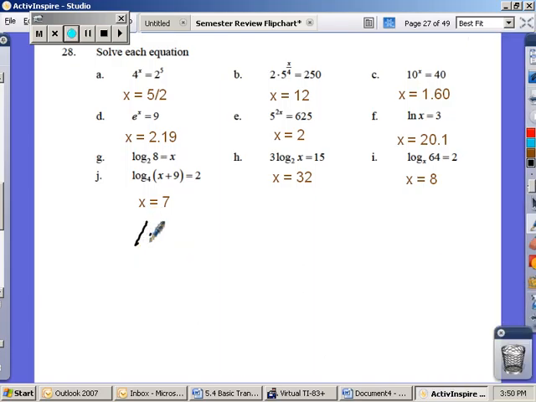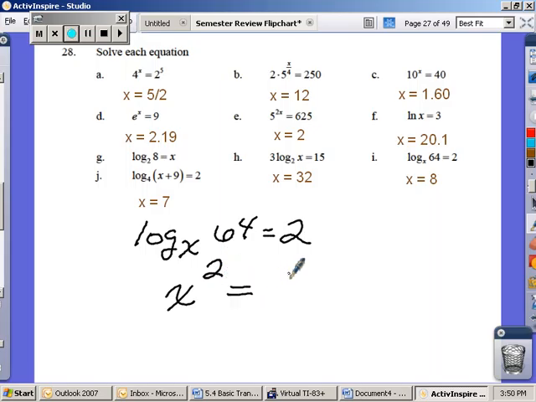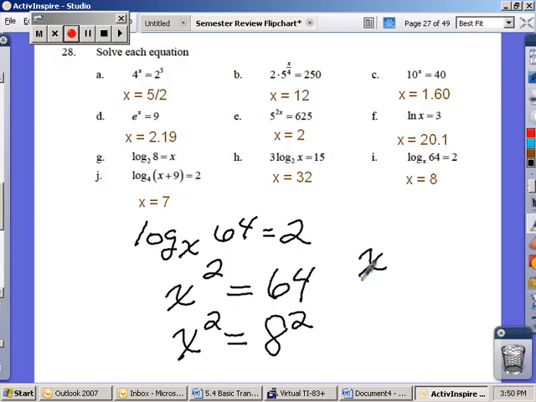Next problem. Log base x of 64 equals 2. What is my base? x. What is my exponent? Squared. 64. So, I want to take x squared equals 64. What number times itself will give you 64? You know it's 8 squared. Are the exponents the same? Yes. So the bases have to be equal. So x has to equal 8.